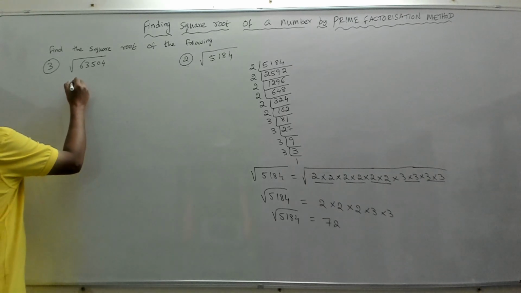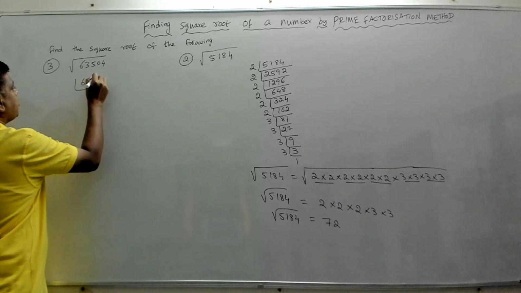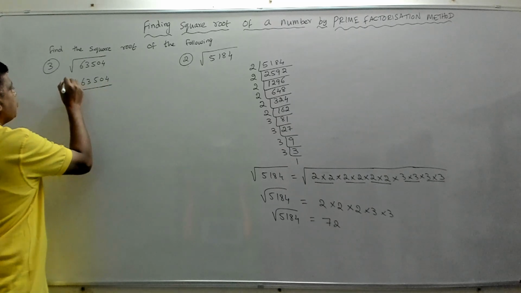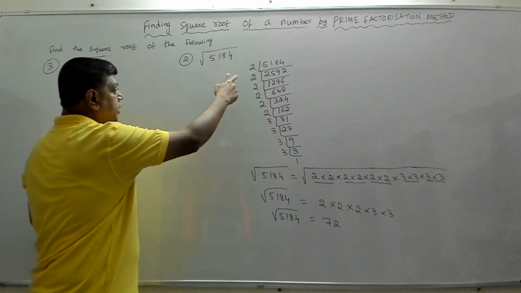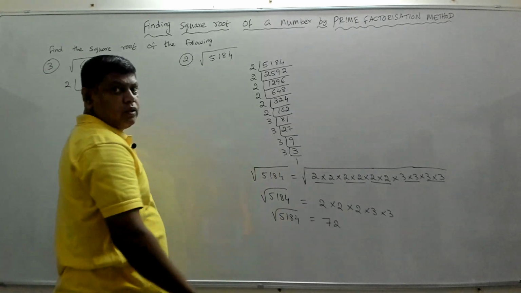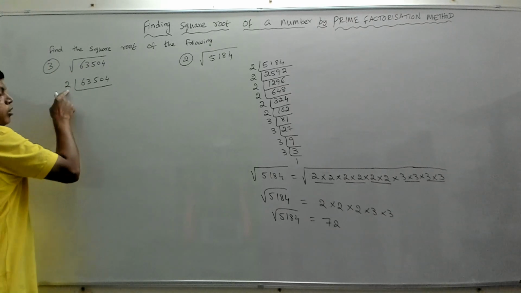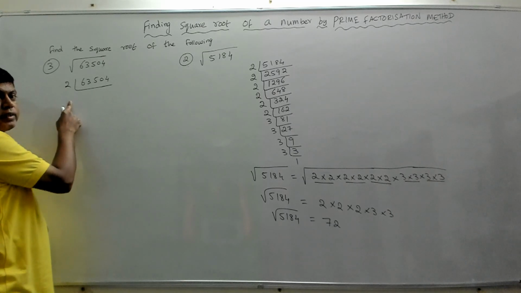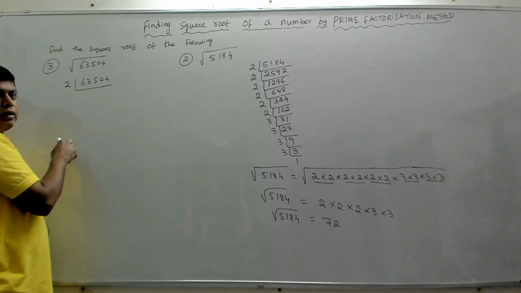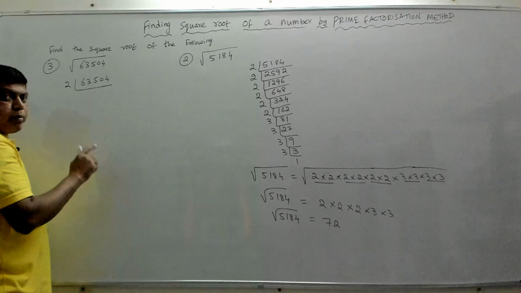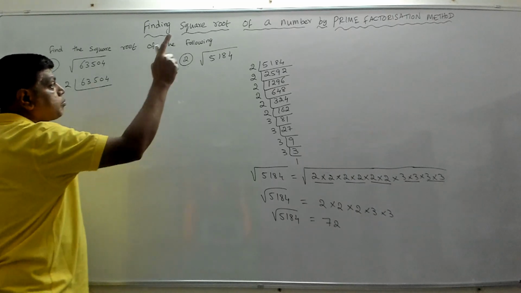Now how do we do that? We will write the 63504, then we will divide by 2 first. Whatever numbers you are writing here, all these have to be prime numbers. You can't put non-prime numbers. Don't start with 4. Don't divide by 4 or 6, 8, 9. Those will not work because they are not prime numbers. You have to put only prime numbers. That's why it's called a prime factorization method.